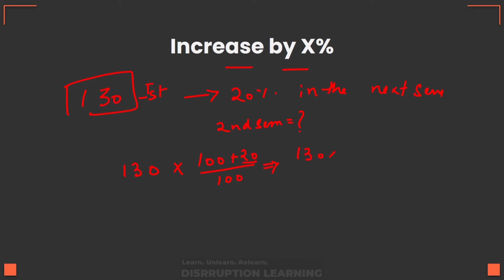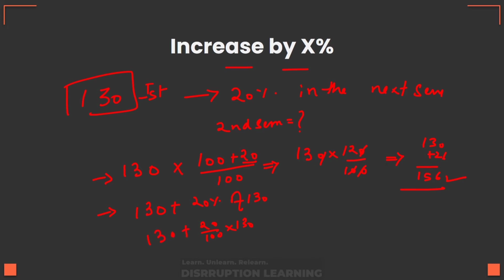This would be 130 into 120 by 100. The zeros will get cancelled, and 13 into 12, we know that it's 130 plus 26, 156. That is our answer. Now we can use one more method, which is actually similar, but just another way of representing it. We know that the marks are going to increase by 20%. So it is going to be 130 plus 20% of 130, right? So 20% of 130 can be calculated like this.